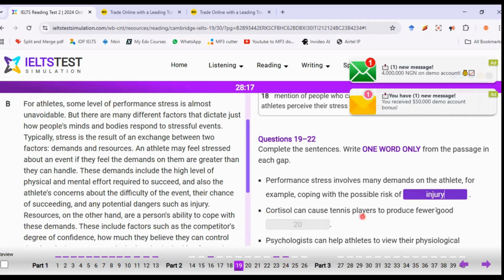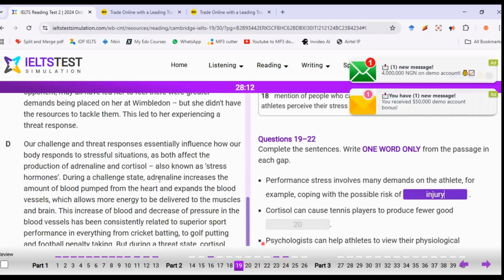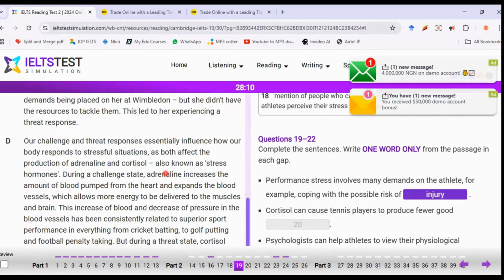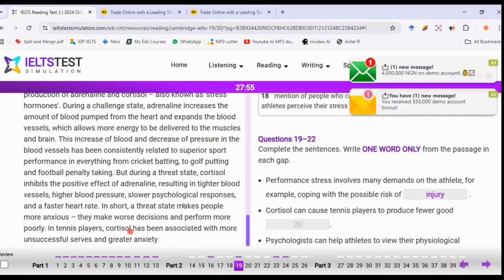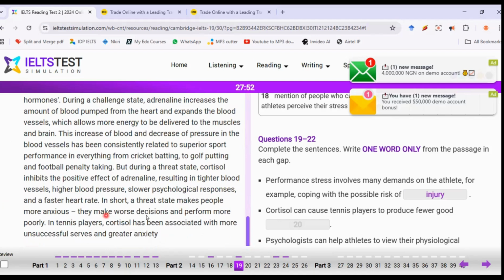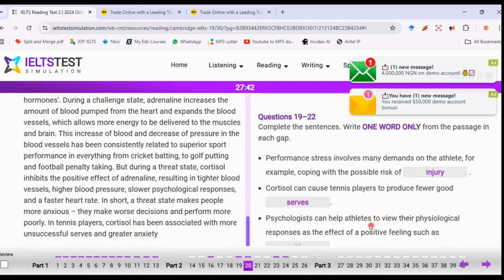Cortisol can cause tennis players to produce fewer good... Okay, I saw cortisol somewhere. During the challenge state, adrenaline increases the amount of blood pressure. During threat states, cortisol inhibits positive effects of adrenaline, resulting in tighter blood vessels, higher blood pressure, slower psychological responses, and a faster heart rate. In short, the threat state makes people more anxious and they make worse decisions. In tennis players, cortisol has been associated with more unsuccessful serves. That's going to be the answer. Serves, serves. That's going to be the answer.